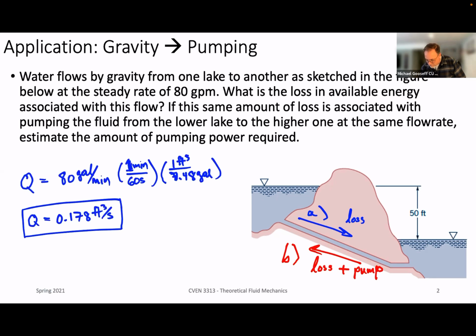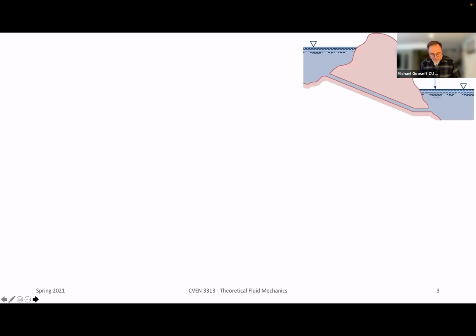That's the reasonable sequence. For part A, let's write out the full energy equation, and then we can think about how we simplify it. Because we're calculating the energy losses, our first step is to form the entire energy equation, where location number 1 is the lower elevation reservoir at the surface, and location number 2 is the surface of the upper reservoir.